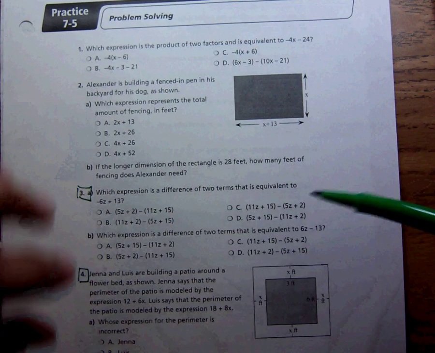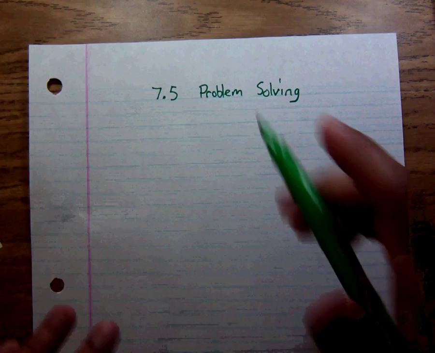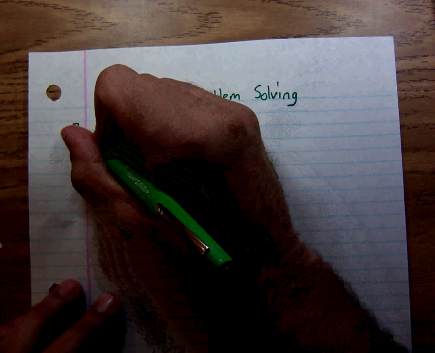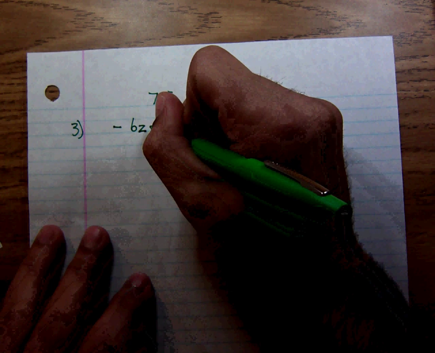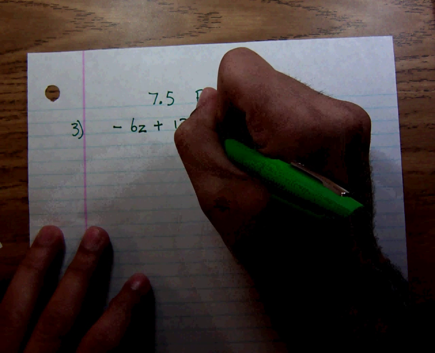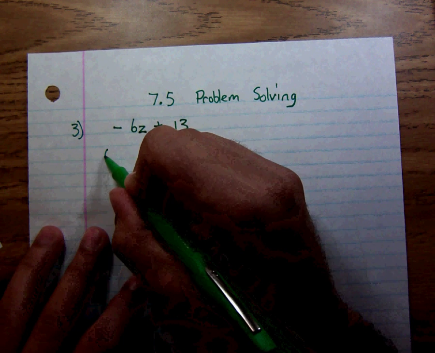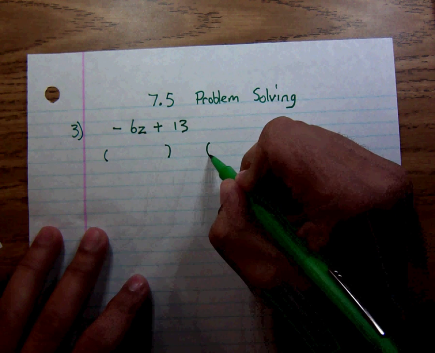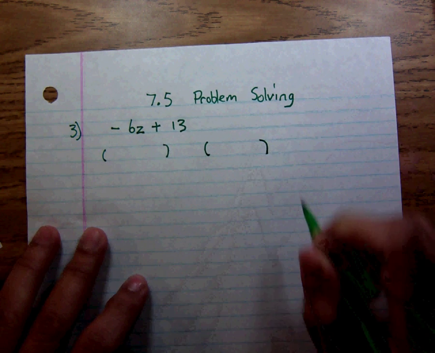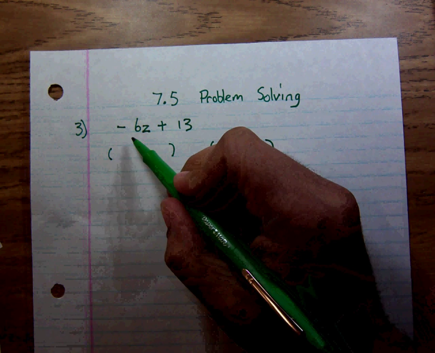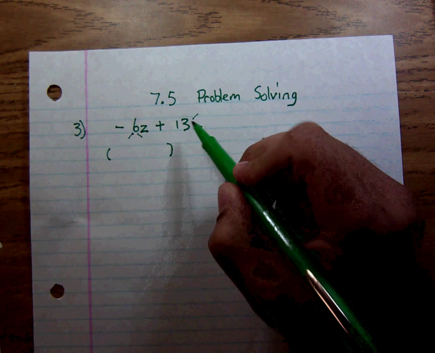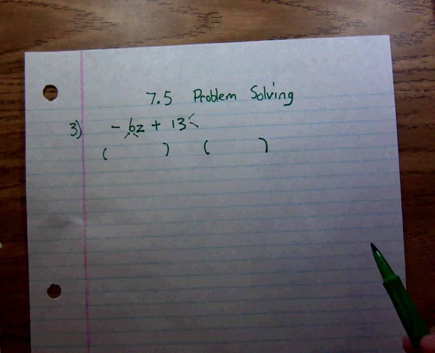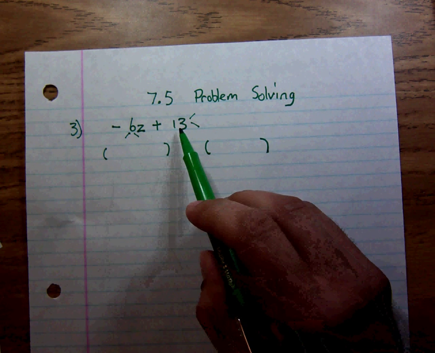So, what it is asking me to do, I'll write number 3, is to take a negative 6z plus 13, and it wants me to break it down into two parentheses. Well, first things first, I'm going to break my 6 down and my 13 down into two problems that I can add or subtract to 6 and 13.